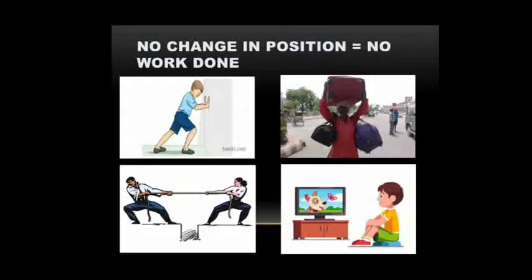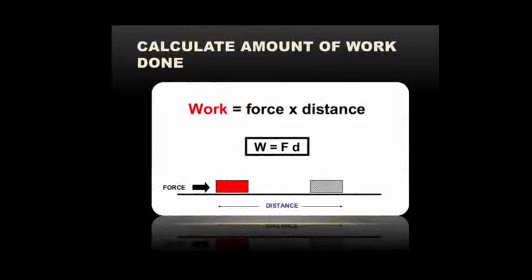Now, how to calculate the amount of work done? The amount of work done depends upon two factors: force applied on the object, and displacement, that is, distance moved by the object in the direction of the force. So, work is equal to force into displacement.